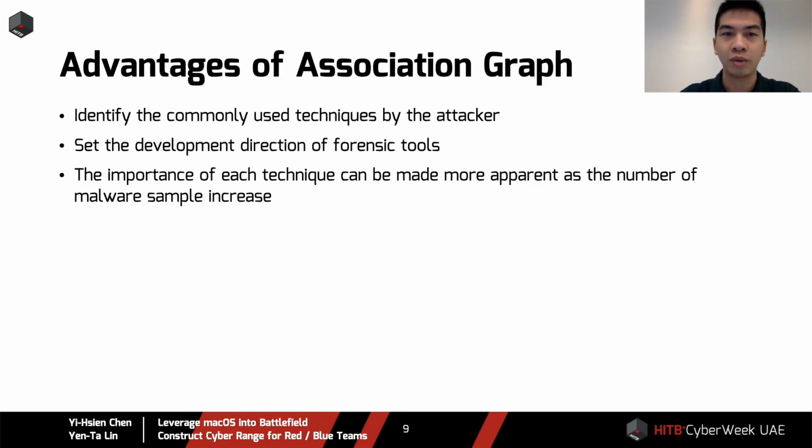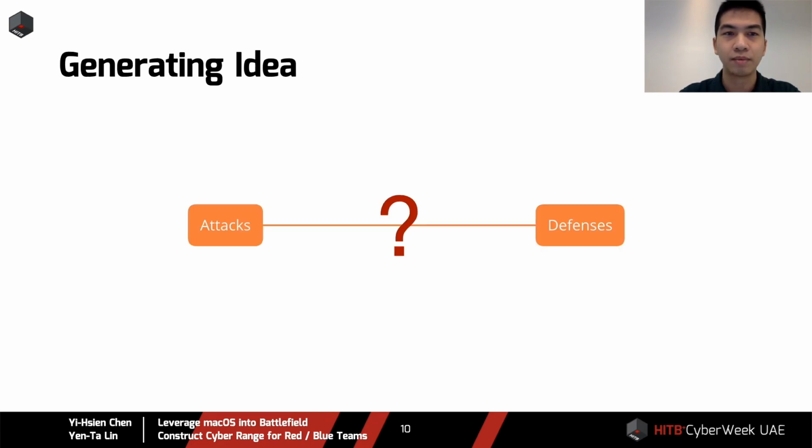Before explaining how to generate the graph, let me point out some of the advantages of the association graph. First, we can identify the commonly used techniques by the attacker. Second, we can also set the development direction of forensic tools. Last, the importance of each technique becomes more apparent as the number of malware samples increases. Later, we'll illustrate these points with some examples so you can have a better understanding of these benefits. Our generating idea is to find the relationship between the attack side and defense side, so we can use the relationship for further analysis.